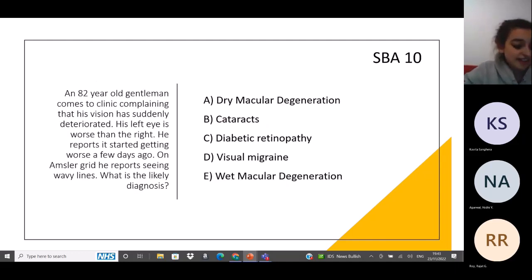And straight into another SBA. An 82-year-old gentleman comes to clinic complaining that his vision has suddenly deteriorated. His left eye is worse than the right, and he reports it started getting worse a few days ago. On Amsler grid, he reports that he sees wavy lines. What's the likely diagnosis? A, dry macular degeneration, B, cataracts, C, diabetic retinopathy, D, a visual migraine, or E, wet macular degeneration?